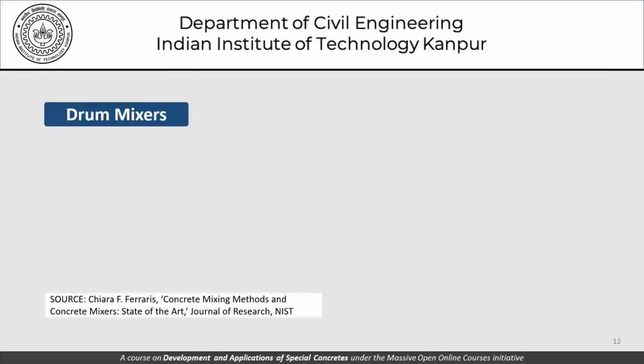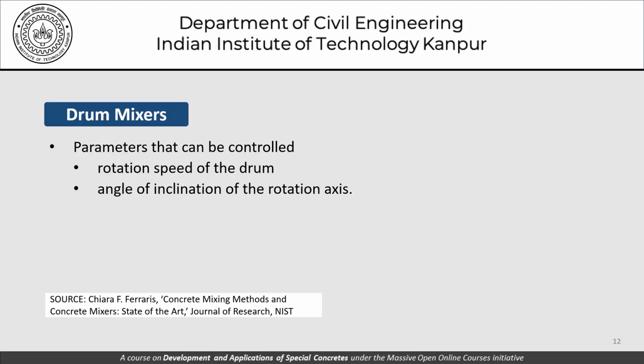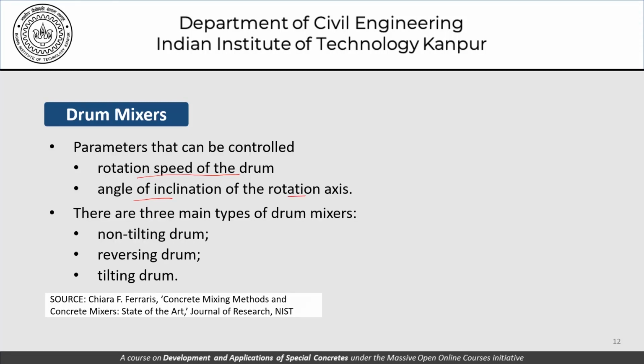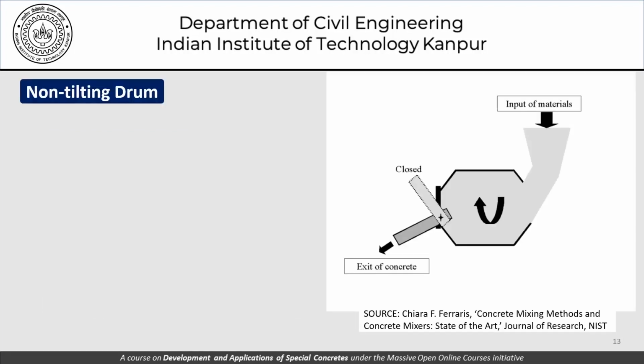Continuing with our discussion on drum mixers, the parameters that can be controlled are the rotation speed of the drum and the angle of inclination of the rotation axis, if any. There are three main types of drum mixers: the non-tilting type, the reversing drum, and the tilting drum. So coming to the first part of our discussion, the non-tilting drum mixers.